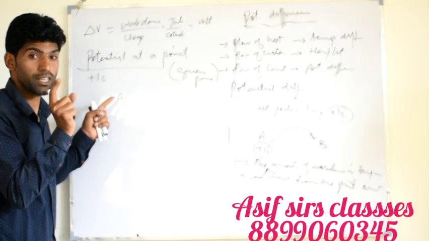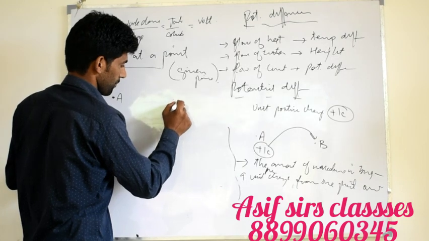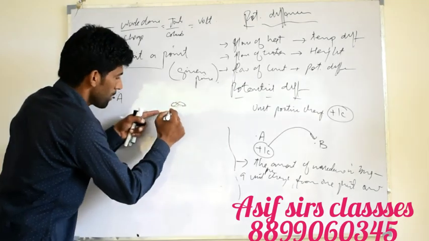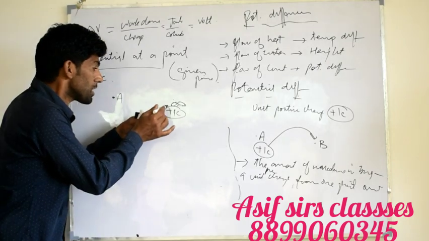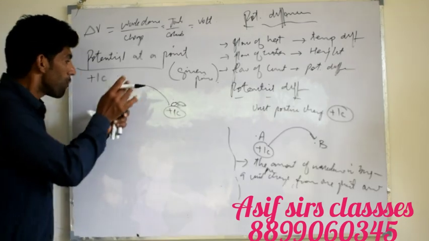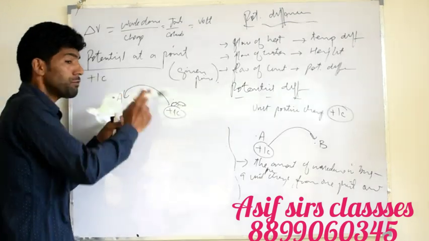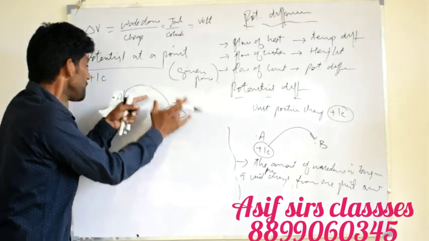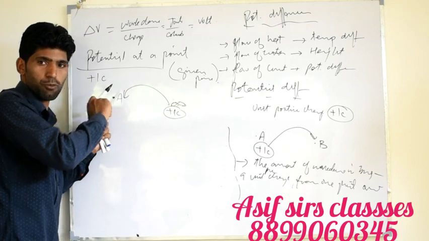And what do we do? We set a point at infinity. At infinity, take plus 1 coulomb of charge, and bring this plus 1 coulomb of charge from infinity to point A. When we are taking this charge from infinity to point A, that means we are doing work on this charge. And this work done from infinity to point A is the potential at point A.